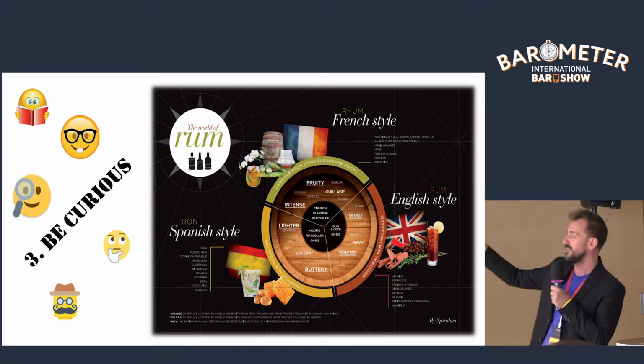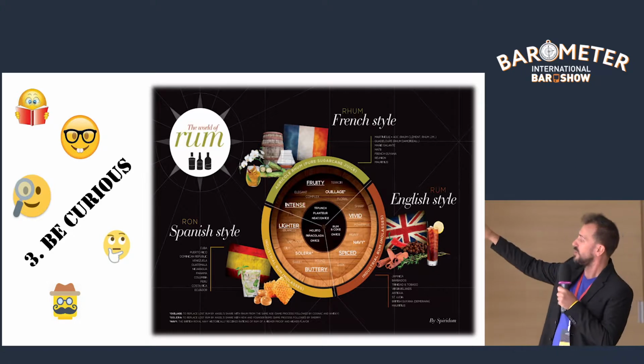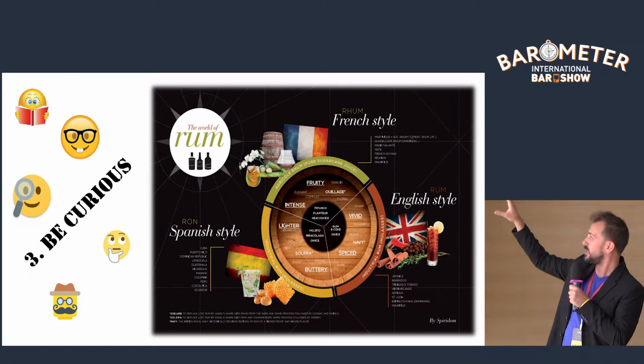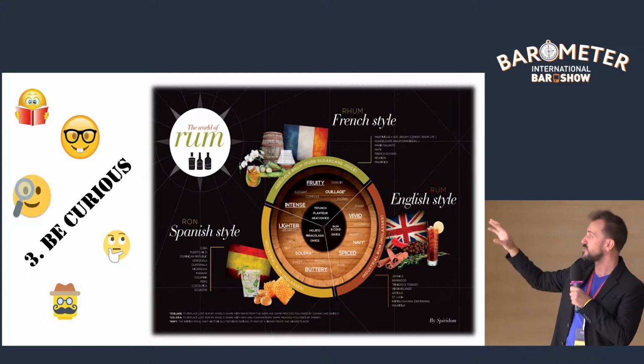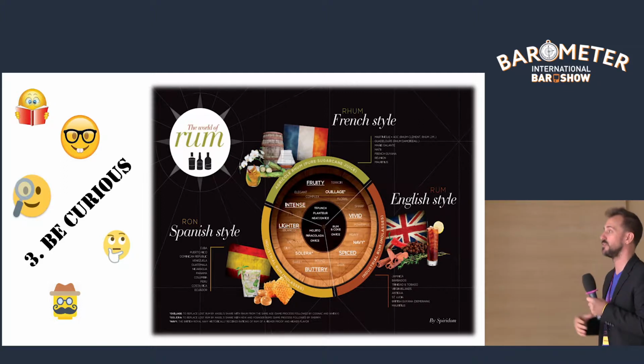Good. So it actually explains what it's made from, what the main taste profiles are, how you can use them, and what kind of cocktails you can make with them.